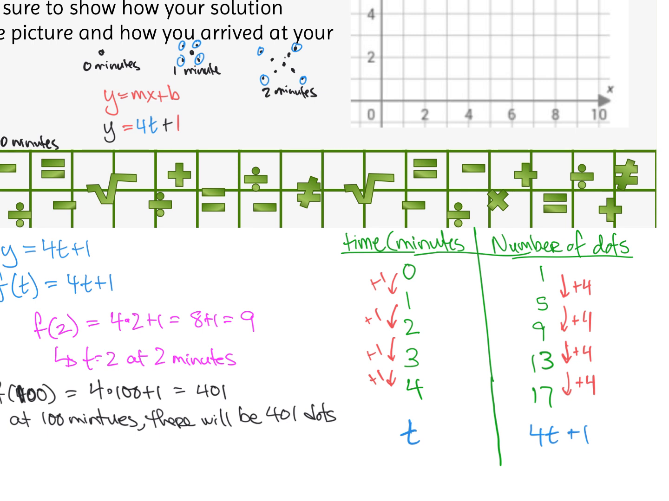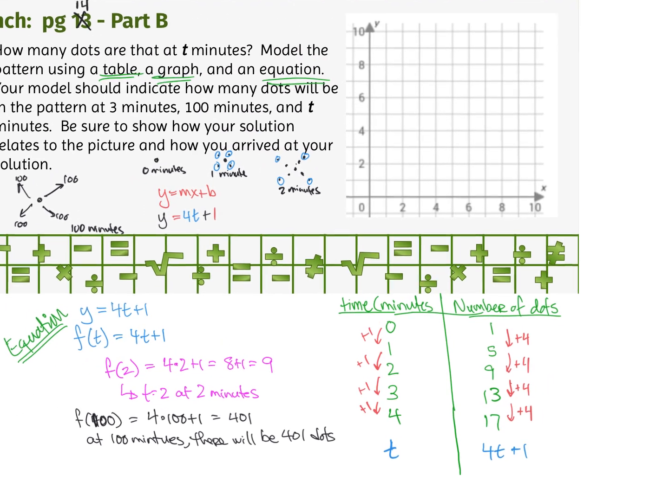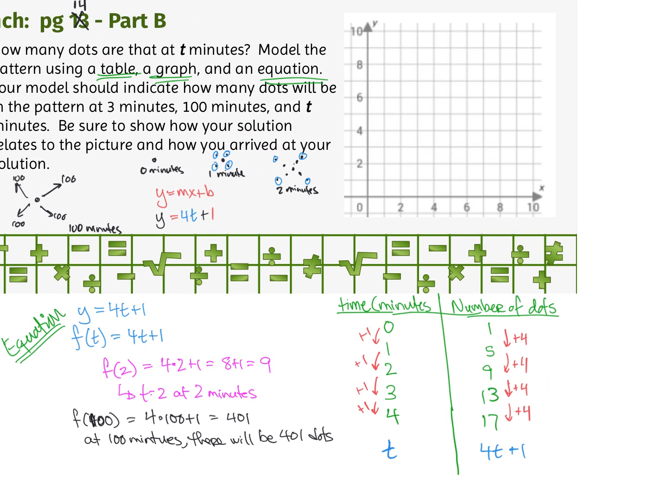So now what I want you to do is take this information. We have a table, and notice on page 14, we have that graph. I went ahead and started labeling my graph with the numbers I'm going to put in there. Will you plot these points on that graph, and let's figure out what's going on with that graph as far as the information we've done with the table.